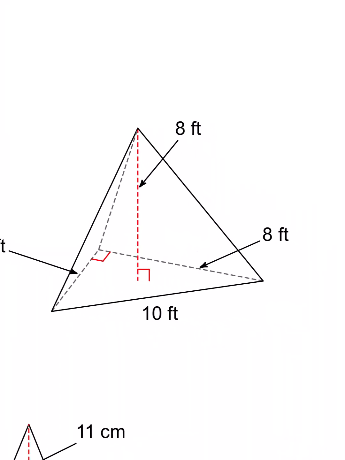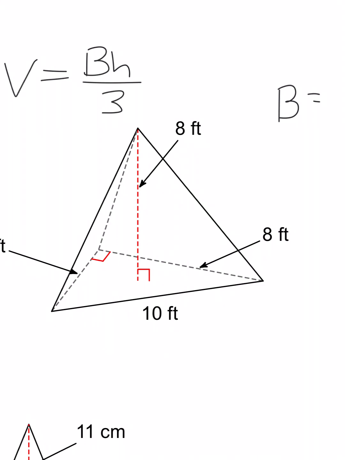What shape is it? Pyramid. Are we still looking for volume? Yes, so we're still using that capital B times H divided by 3. What changes about our capital B? We're going to divide by 2. So we have 8 times 6 divided by 2. And that gives us 24.